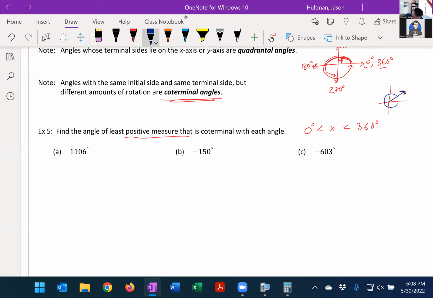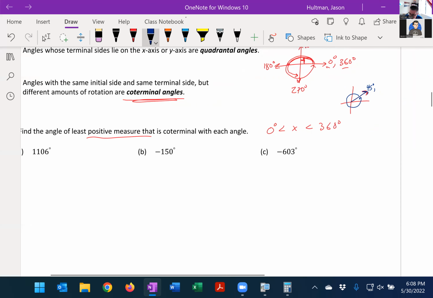I'm just going to go around the circle. Say this was a 45-degree angle, then a coterminal angle would be that plus 360. So 360 plus that is what, 405? Okay, so 45, 405, and then we could just keep adding 360s. Well, I could do this process in reverse by subtracting 360s. If the angle is too big, I just subtract 360s.